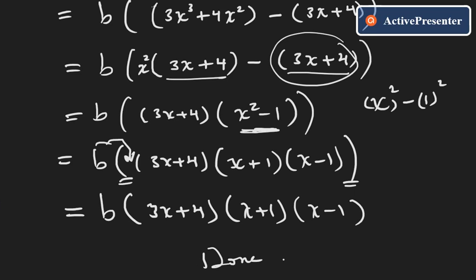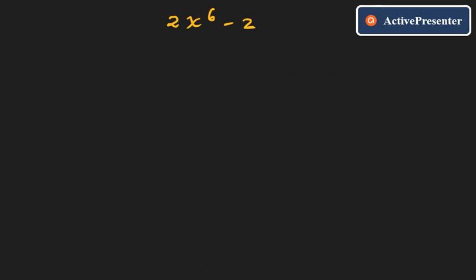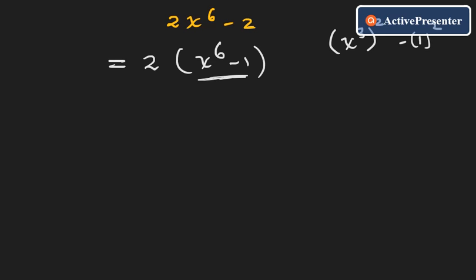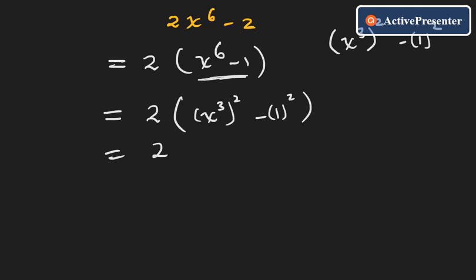Let's take another question. If we have 2x to the power 6 minus 2, how do we factor this? Can we take the greatest common factor, take 2 outside? We would have x to the power 6 minus 1. This can be written as (x^3)^2 minus 1^2. Okay, this is the difference of two perfect squares.